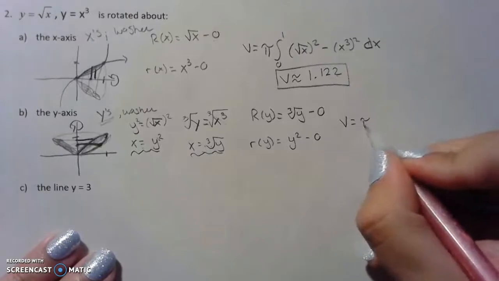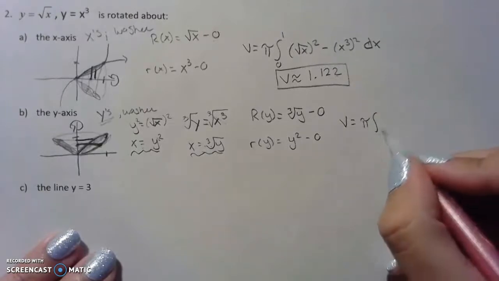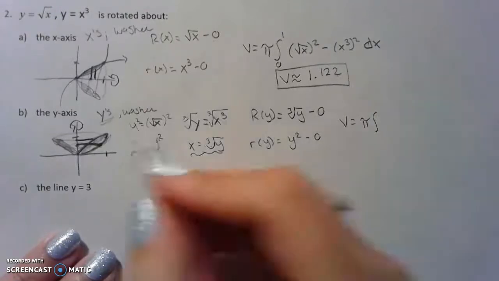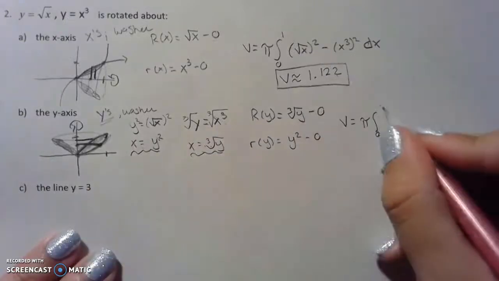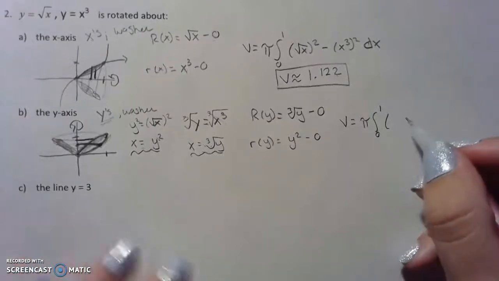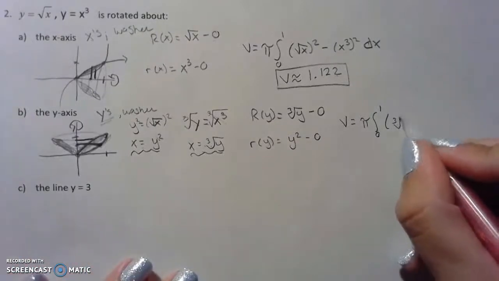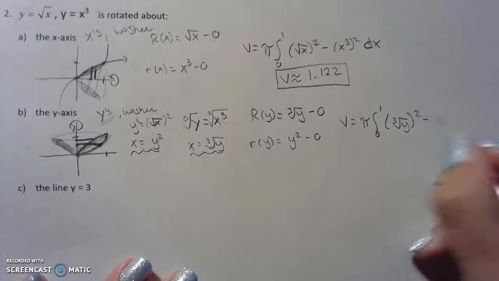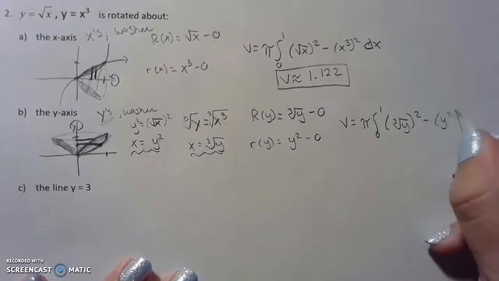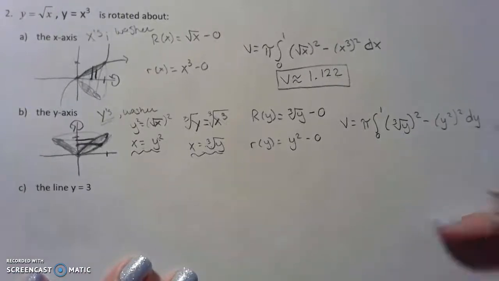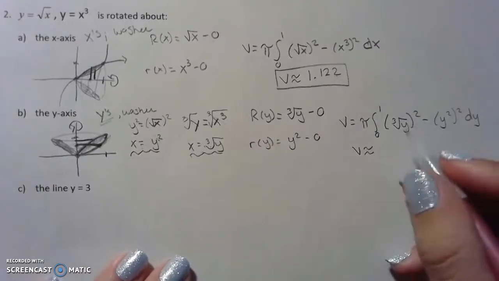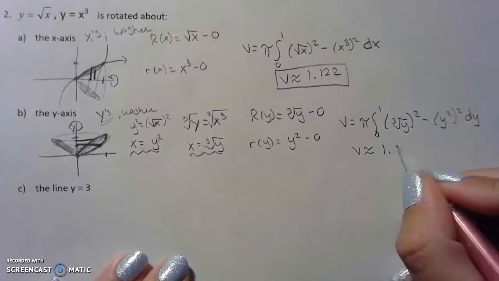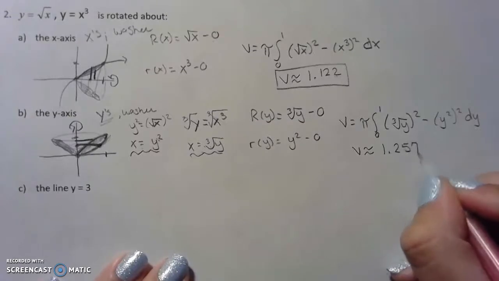Now we can do our formula. These are going to be y values, so our lowest y is 0, our highest y is 1. This is still a washer, so we're going to do the outer radius squared minus the inner radius squared with respect to y. And when we type this in, we are going to get 1.257.